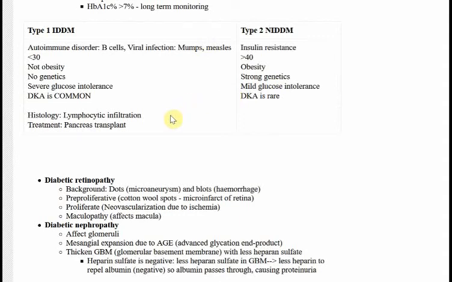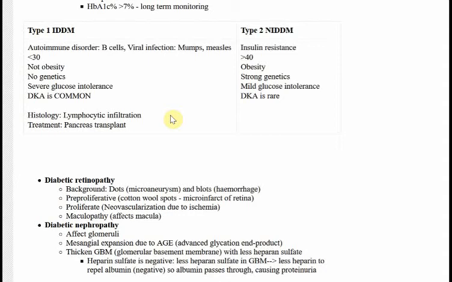If you look under histology, the body attacks itself, so you get a lymphocytic infiltration as this autoimmune disorder. The treatment is insulin. Now, if it becomes really, really bad, where I will mention later, insulin affects multiple organs, including the kidneys, then perhaps a pancreas and a kidney transplant may need to be considered. So that's type 1 diabetes.